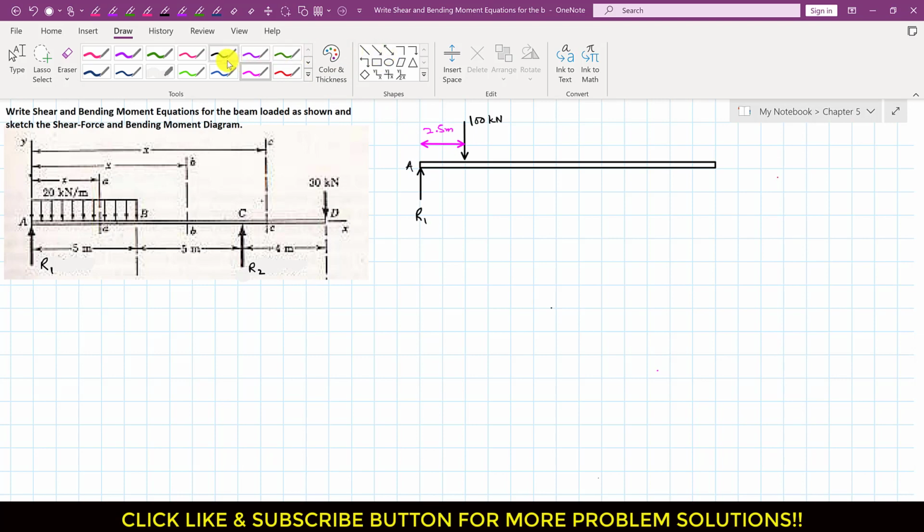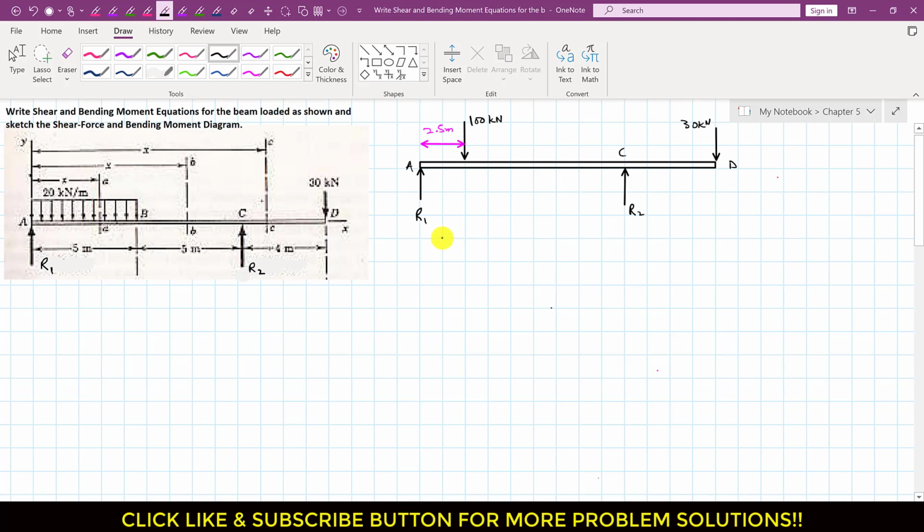Similarly, at point C we have R2. So let me draw that. Here we have R2 like this, and R2 is unknown, and this is point C. And at point D we have a 30 kilonewton force which is acting vertically downwards. So this is the 30 kilonewton force at point D.